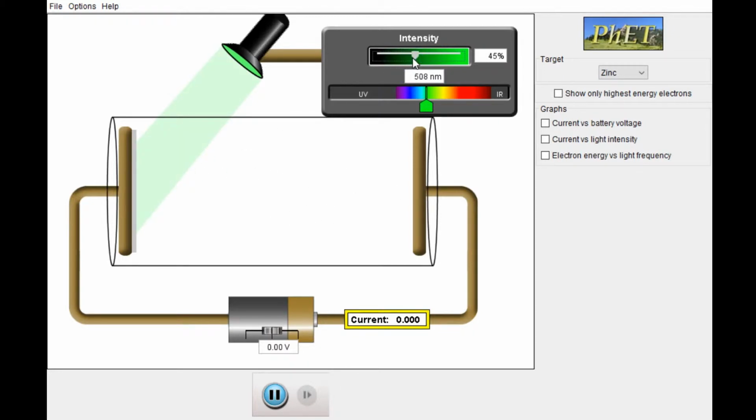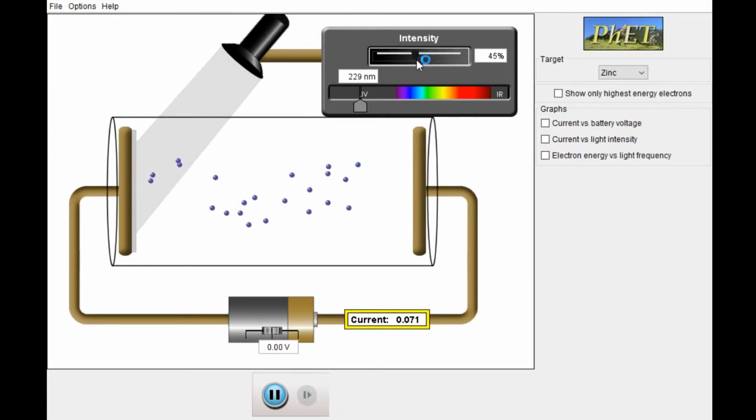And again, it doesn't matter how intense the light is, I'm never going to get electrons being liberated at this wavelength. Okay. Now, if I were to then dial down the wavelength, I'm increasing the frequency by doing this, until I hit a certain point. I've got 229 nanometers, I've got lots of electrons being liberated from the zinc plate, leaving the zinc plate and moving across to the opposite side.